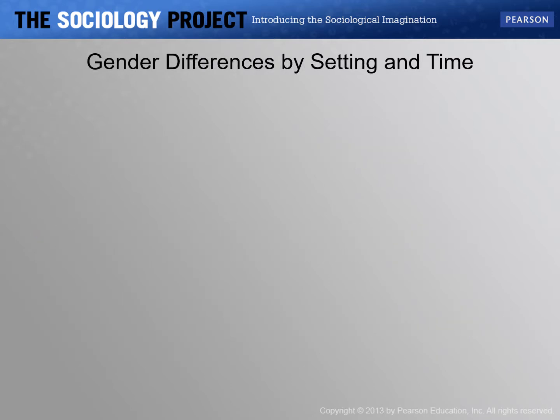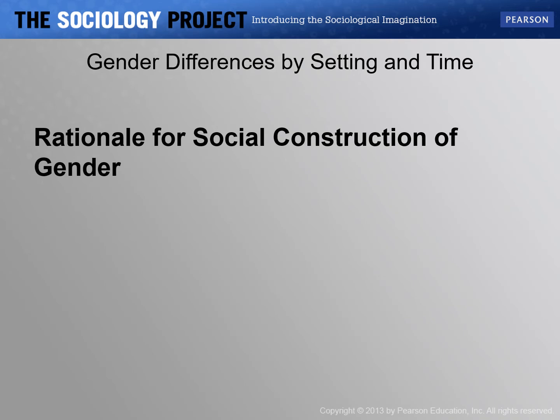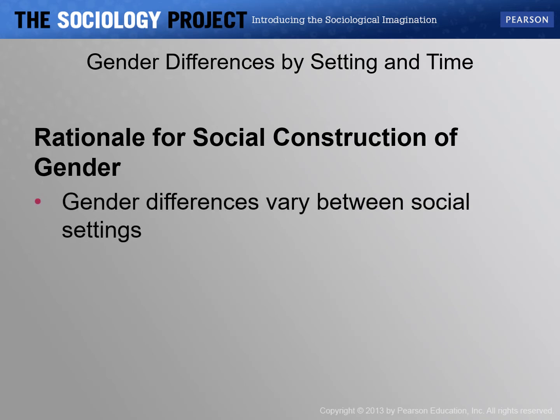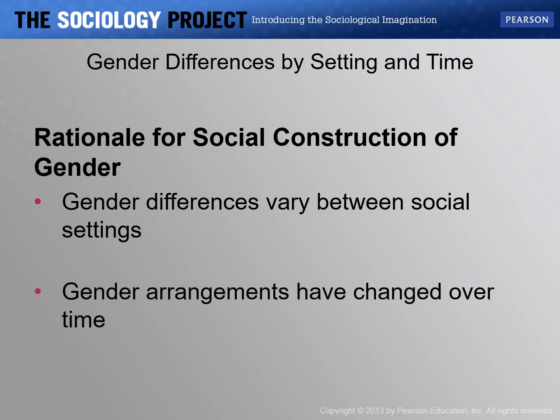Gender differences change over time and setting. The rationale for social construction of gender is based on the difference between settings. So gender can be very situational, and these gender arrangements have changed over time. So for example, men can be caretakers for children, but it's assumed, because of gender differences over the elapse of time, that women are more likely to be involved in childcare than men.